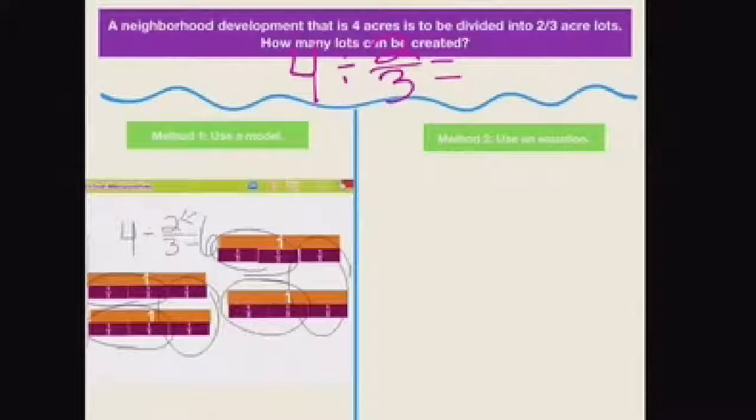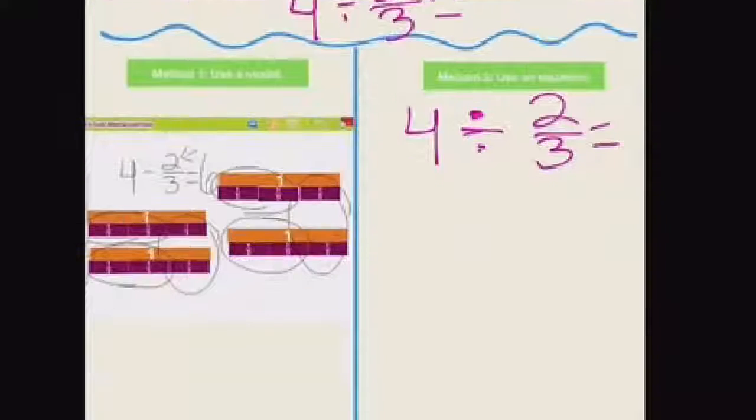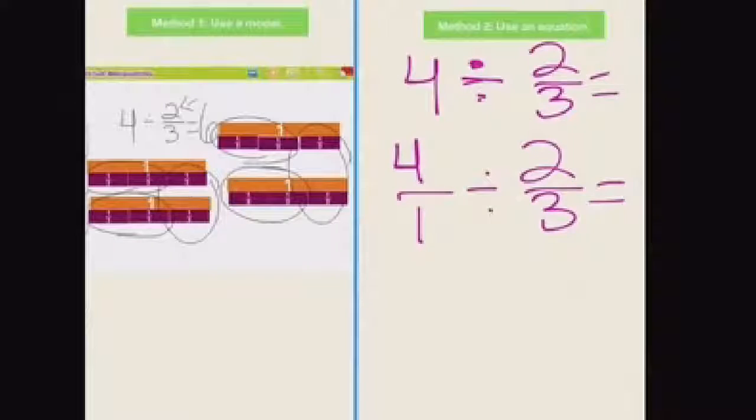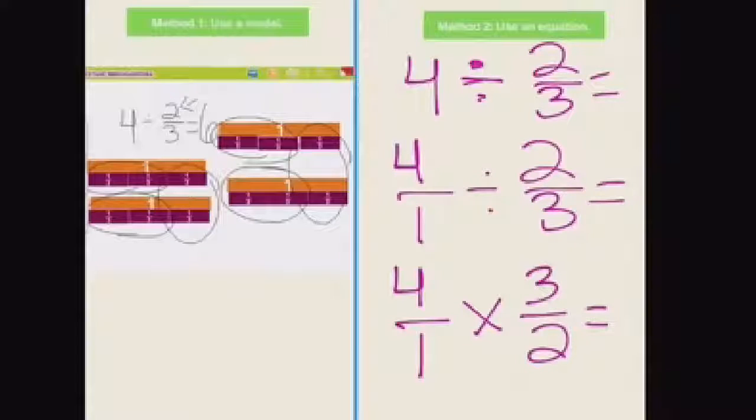Okay, now let's try the same thing using an equation. So write 4 divided by 2/3. Okay, we're going to write that whole number 4 as 4 over 1. Next step, multiply by the second number's reciprocal. So 4 over 1 times 3 over 2. Hopefully you can see there's some things you can cancel here. 4 and 2 are both divisible by 2.